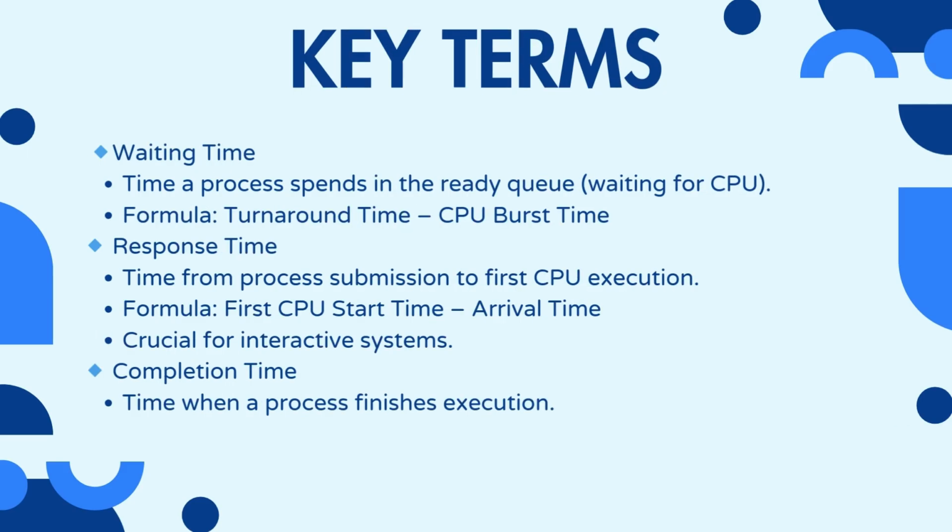Some additional key terms are waiting time, which is the time a process spends in the ready queue waiting for the CPU. The formula is turnaround time minus CPU burst time. Next is response time, which is the time from process submission to first CPU execution. The formula is first CPU start time minus arrival time, and it is crucial for interactive systems. Finally, there is completion time, which is the time when a process finishes execution.